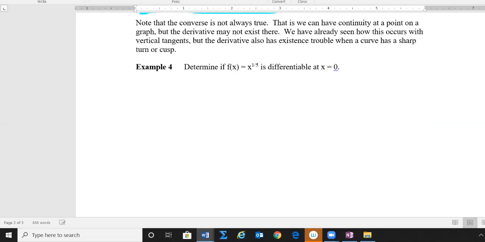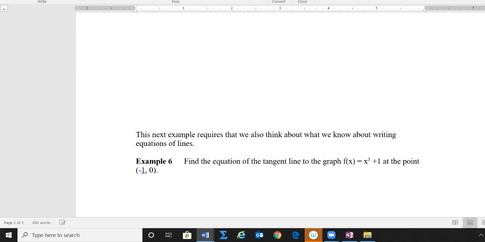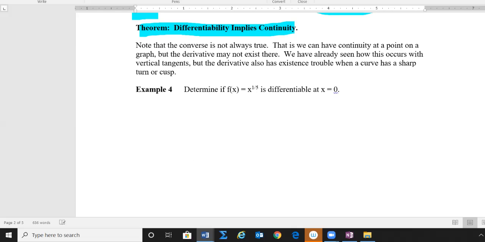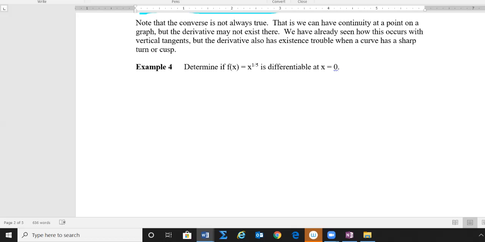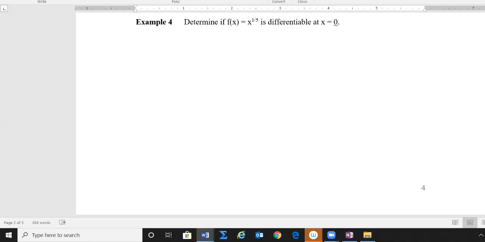Okay, let's do one more example here. Actually, it's a couple of examples. But all right, let's just do one example and then we'll go to another video. So for this one, determine if this function is differentiable at x equals 0. So here's what we do.